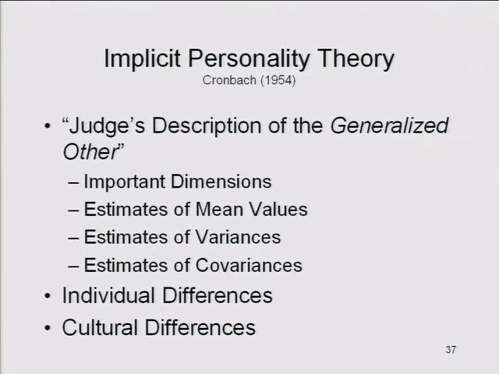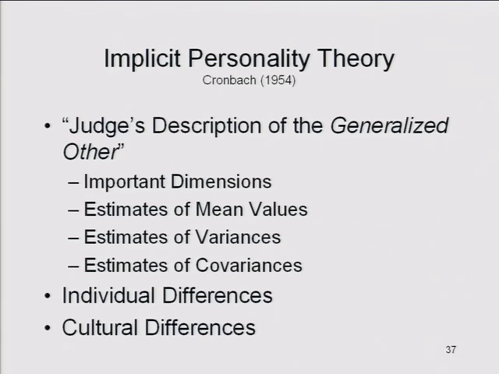So he said, first, we can think about implicit personality theory as what Cronbach called the judge's description of the generalized other, the image, the representation that we carry around in our heads about what people are like in general. That's the generalized other. Not what you're like as an individual, what people are like in general. So first, we have in our heads some sense of what the important dimensions of personality are. Rosenberg argued that the important dimensions are something like social good versus bad and intellectual good versus bad.